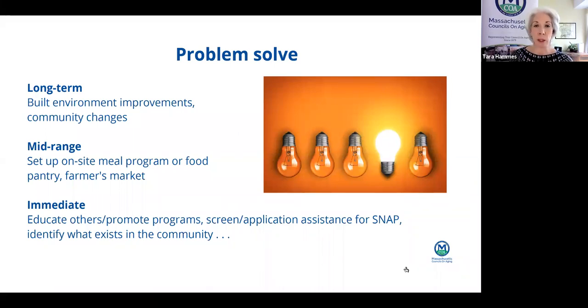You might also help someone apply for assistance such as SNAP, and then again, identify what exists in the community.